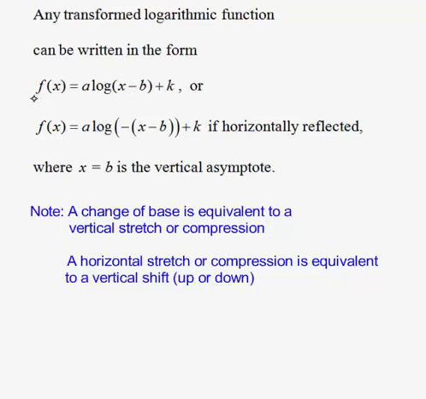In this video, I'd like to show how to graph a logarithm in one of these two forms. It turns out that any transformed logarithm function can be written in either of these two forms, the first of which would be if you did not horizontally reflect, the latter of which would be if you chose to horizontally reflect. In either case, x equals b would be your vertical asymptote.